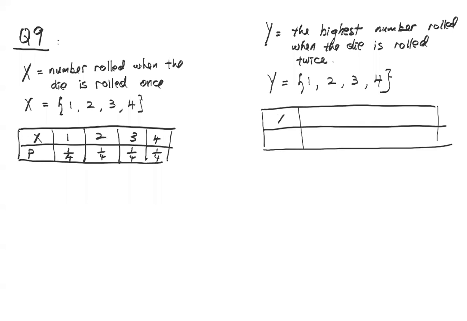The probability of Y equal to 1, 2, 3, 4. How many possible outcomes are there when you roll the dice twice? Okay, 16, because you have 4 times 4. 16 possible outcomes.